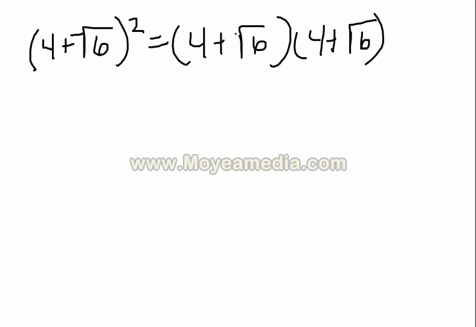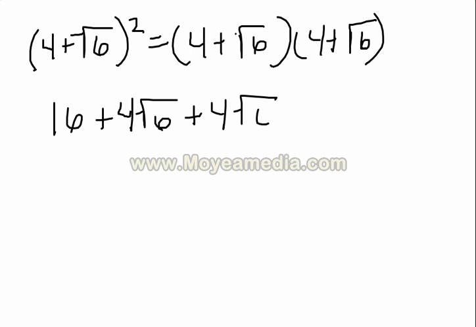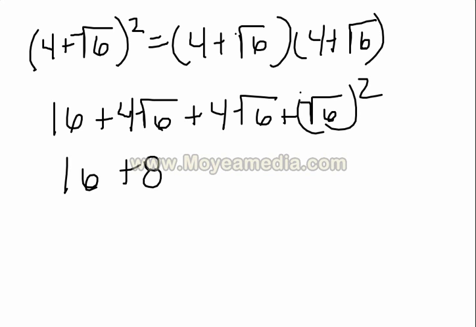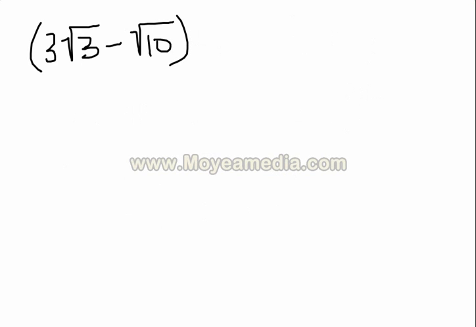Now if you don't recall the pattern, we can do it just using FOIL. So first would be 16, that's 4 times 4, and then outer is going to be plus 4 radical 6, inner is going to be plus 4 radical 6, and then last is going to be plus radical 6 squared. So that's going to give us 16 plus 8 radical 6 plus 6, which is 22, plus 8 radical 6. So let's look at another problem.